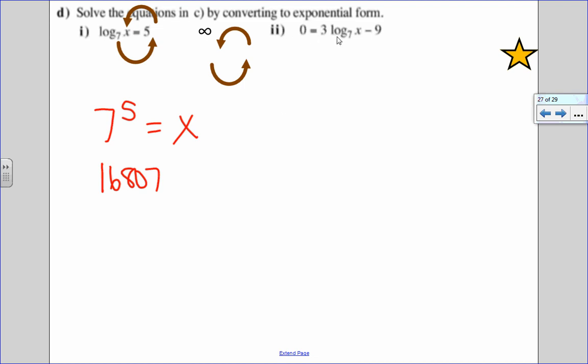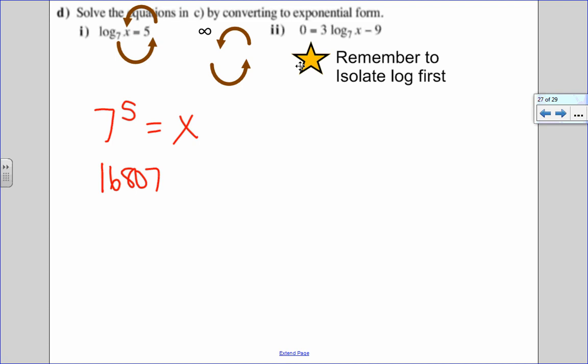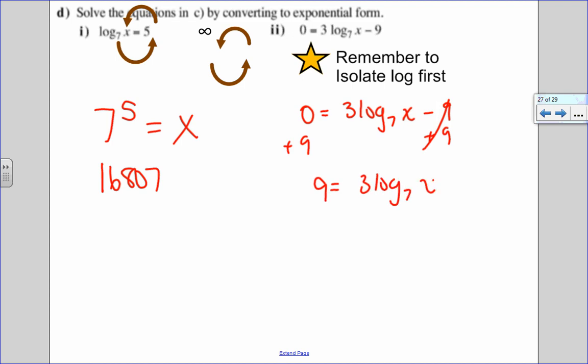Now, this one here that we did, we can't just put that into exponential form as it stands. We have to isolate the log first. So let's look at the steps to do that. I will add 9 to both sides. That's gone, and I get 9 equals 3 log base 7 of x. And then I will divide both sides by 3. That's gone, and I get 3 equals log base 7 of x. And then I can use my circle of logs. So you always have to isolate your log first before you can do circle of logs.